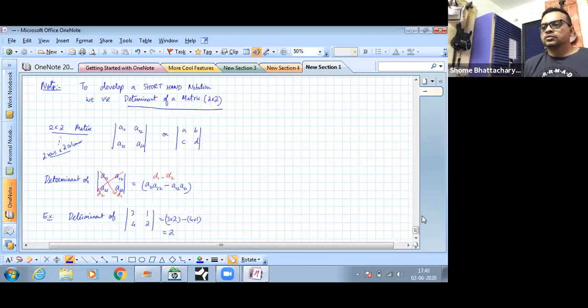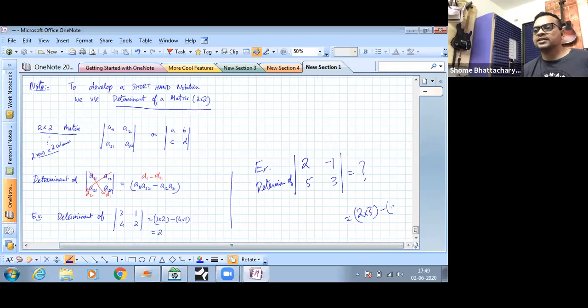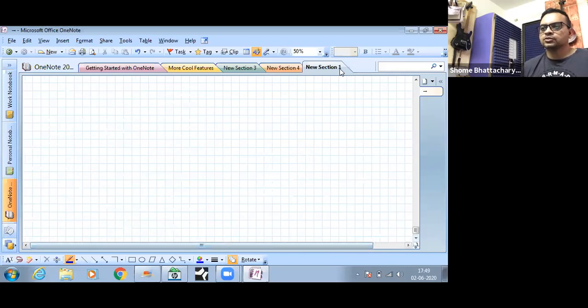Okay, so just as a practice, do one more question. Find the determinant of this. How much is the determinant of this? Correct. Very good. Should be 11. So this will become 2 into 3 minus of, now not to forget the algebraic sign of the term, so minus 1 into 5, will become 11. Correct. Okay, good. So I think you people are mostly familiar with this, so there should not be any problem.